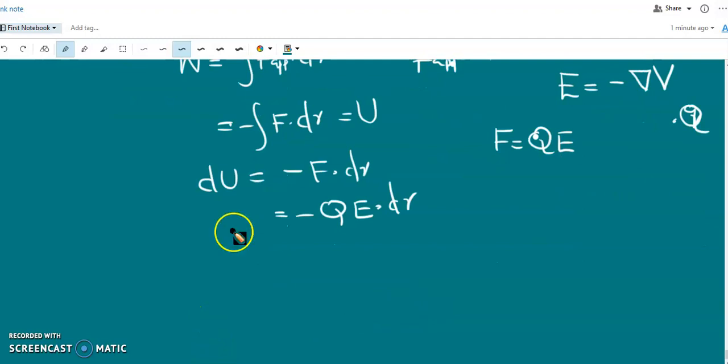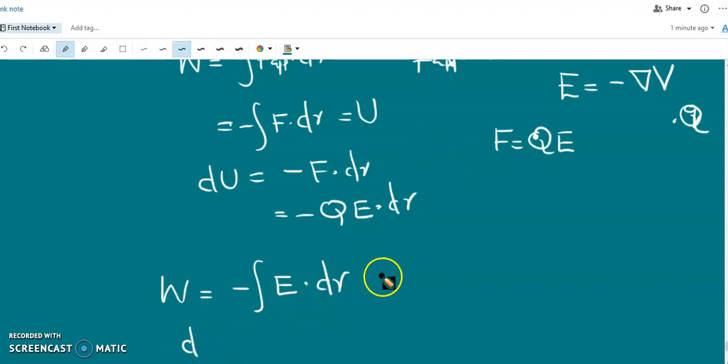Suppose we are taking a unit positive charge, then the work done is minus QE dot dr, where Q will be 1. So minus E dot dr, or the corresponding work done, is the electric potential.